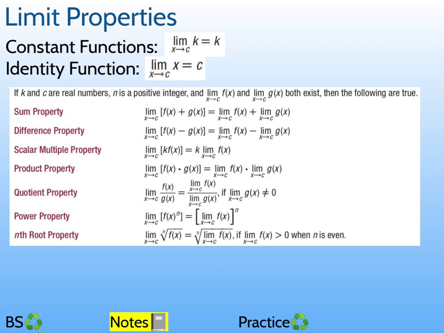If you're multiplying them, you just multiply the two limits. If you're dividing them, you simply divide the two limits. Except, one knock is that g of x can't equal 0 for the limit, of course, because that would make a 0 in the denominator, which is undefined. And for the power, raised to the nth, and likewise, the nth root, same idea with that.